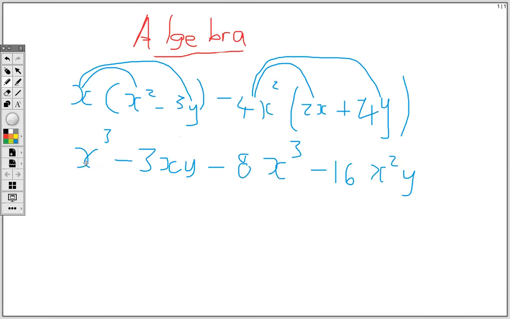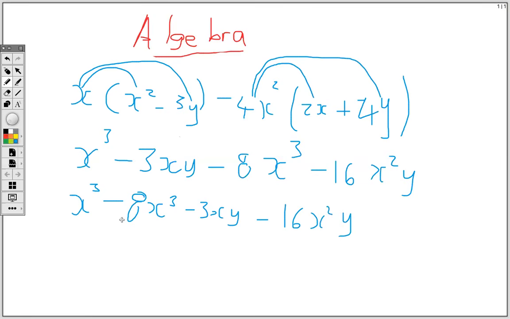Now looking at this, we can group the x cubed and the negative 8x cubed because they are the only like terms. Now looking at the minus 3xy, it kind of looks like the minus 16x squared y, but really and truly it's not. Because this has a square, while the 3xy, there's no power other than 1. So the x cubed minus 8x cubed, then we have minus 3xy minus 16x squared y.